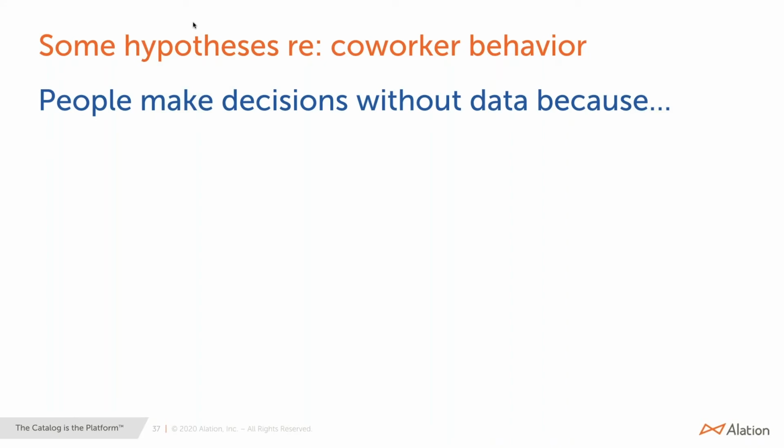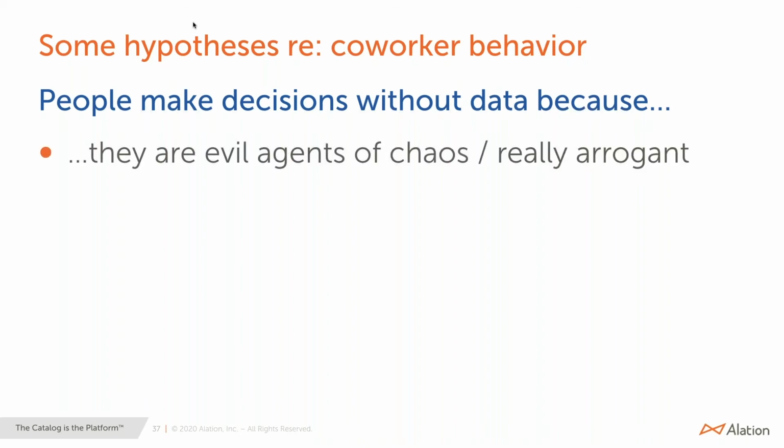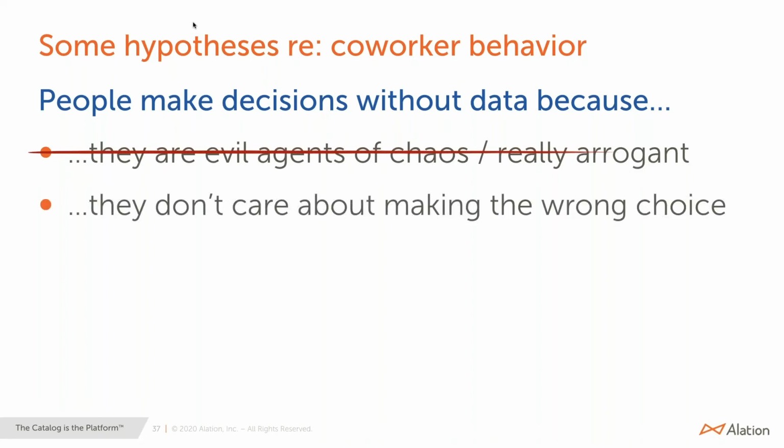When we look at peers who are making what look to us like bad decisions without using data, we might think they're doing it because they're evil or just super arrogant. They're probably not evil. Some of them might be arrogant, but I don't think that is the most common reason. It might feel like they don't even care about making the right choice. But I think it's quite unlikely that they don't want to make the wrong choice. Everyone is embarrassed when they do the wrong thing.